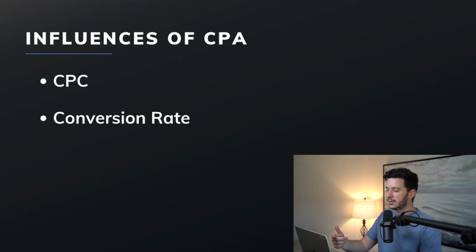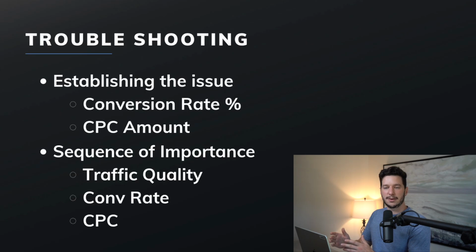But going into what influences CPA, you can't really troubleshoot CPA until you troubleshoot the cost per click, or at least the quality of the traffic. And that's usually going to be the heaviest influence. And then it's going to come down to how your asset actually converts that traffic.